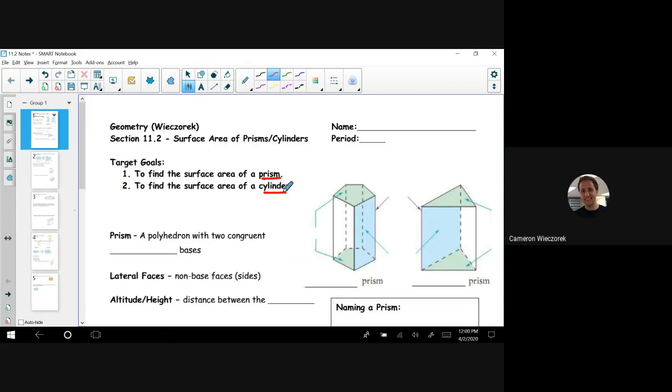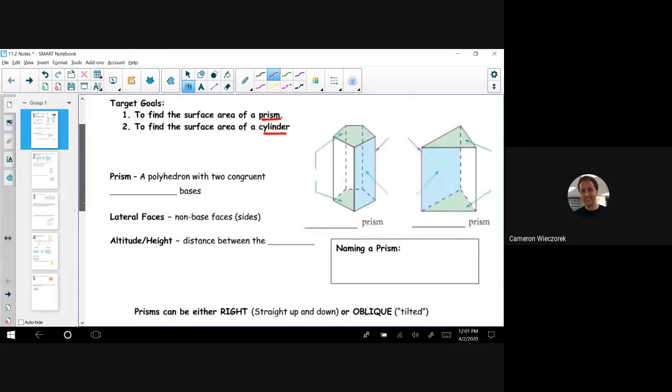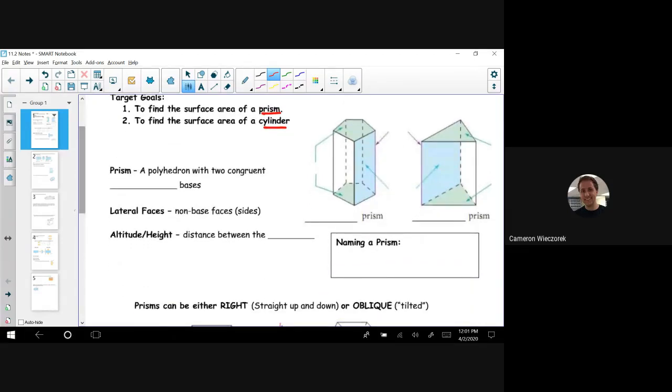A cylinder is very similar to a prism, so we start with a prism and then we'll work our way into the cylinder. It just uses circles instead of polygons. So to start with, what is a prism? A prism is just a polyhedron that has two congruent parallel bases.